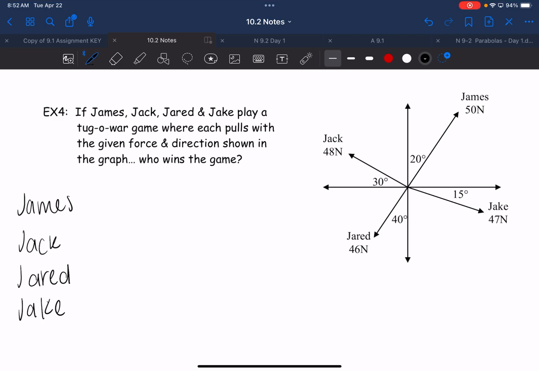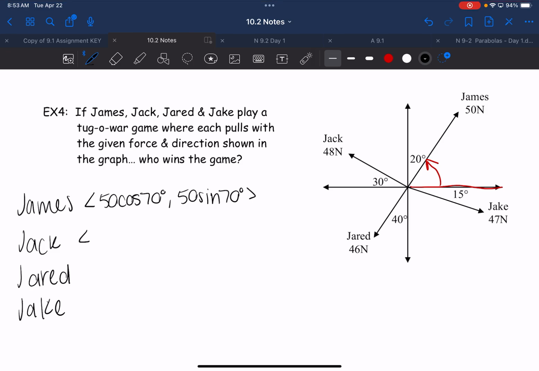All right, so let's talk about the vectors that we came up with for each person. So for James, they said James had a force of what? Of 50, right? And what was the degree for James? 70, right? Because just like we said on the previous example, we go from our positive x-axis, right? So I'd be measuring from here to here. So my vector for James would be written as 50 cosine of 70 degrees, comma 50 sine of 70 degrees, right?